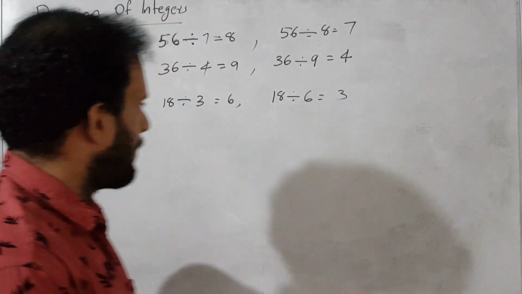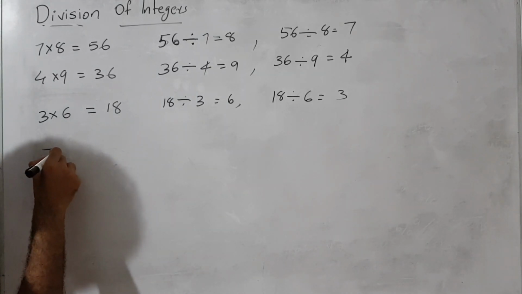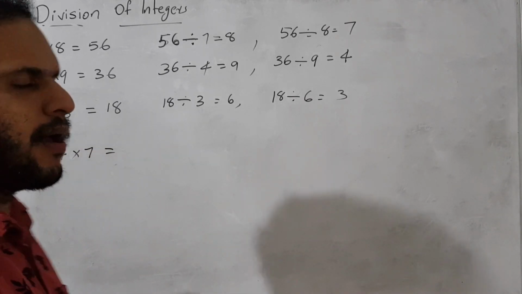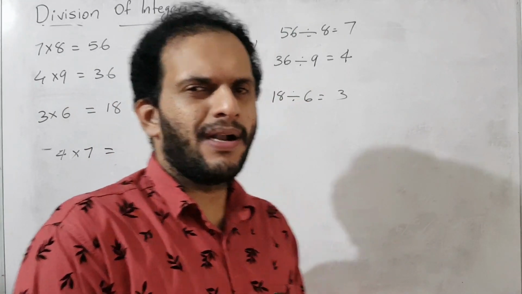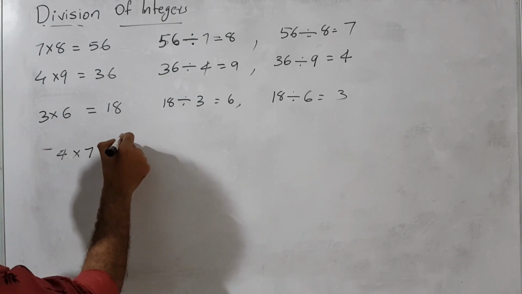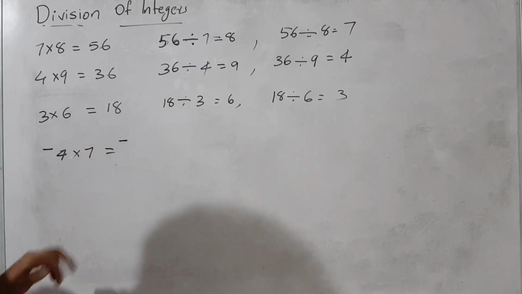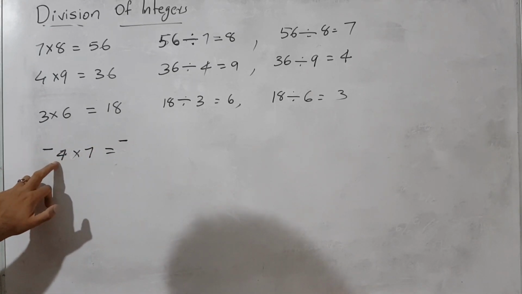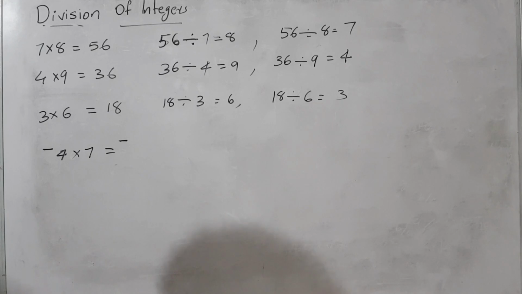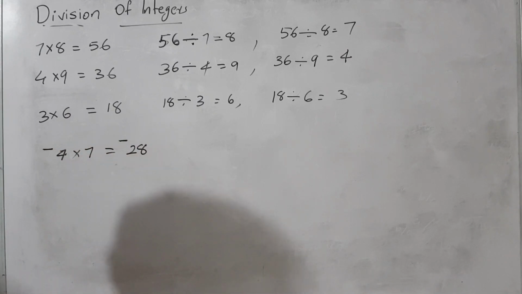Now listen. What is minus 4 into 7? We multiply one negative integer and one positive integer, so the answer is negative. What is 7 into 4? 7 into 4 is 28. Correct?